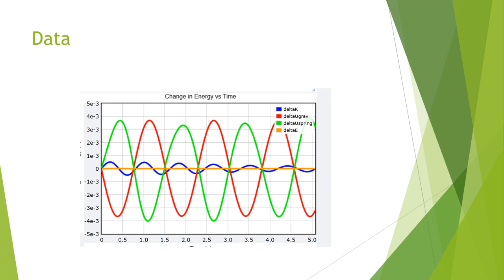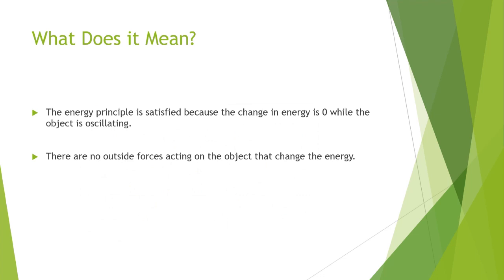And here is another piece of data that was given. And the most important part about this is this orange line here that stays on zero, and that is the change in energy. This is important because it means the energy principle is satisfied because the change in energy is zero while the object is oscillating. And this is caused by there being no outside forces acting on the object that would change the energy.